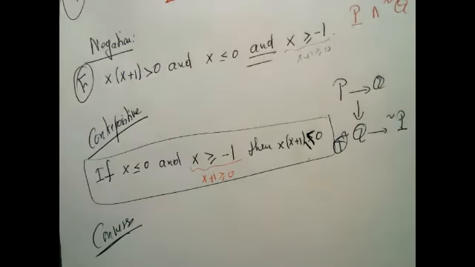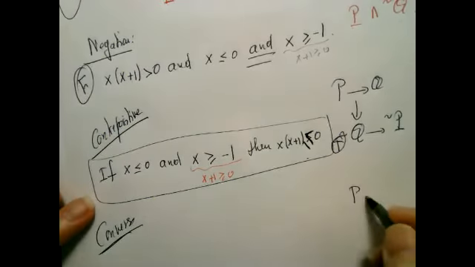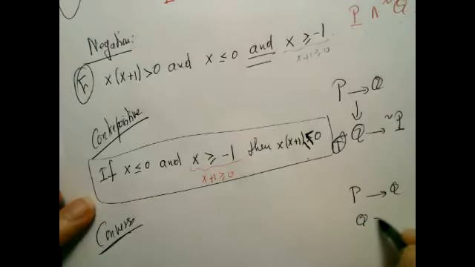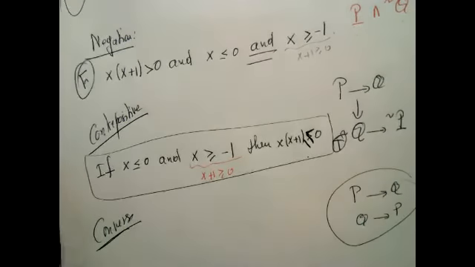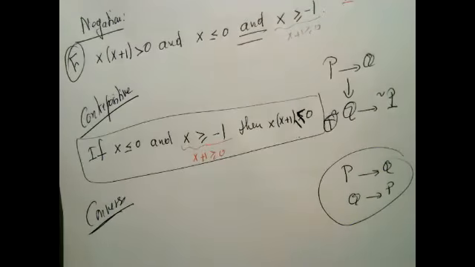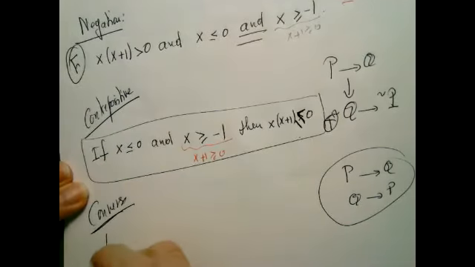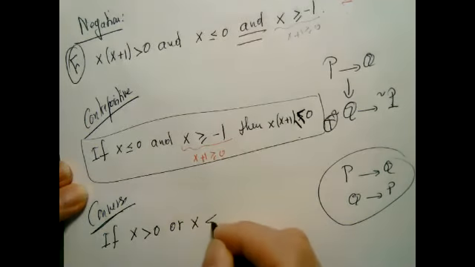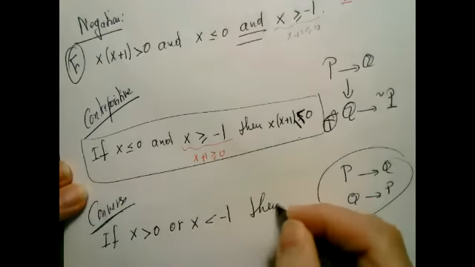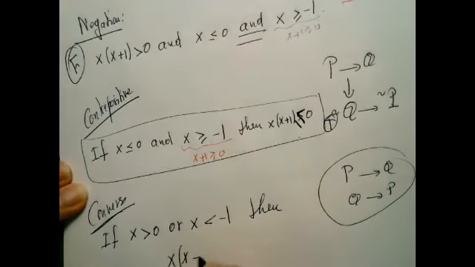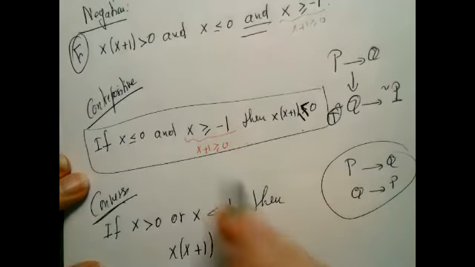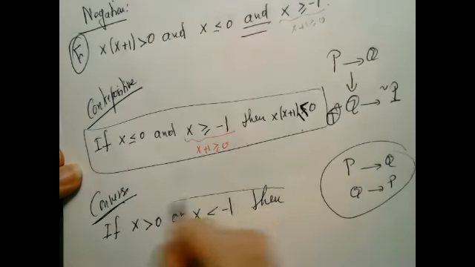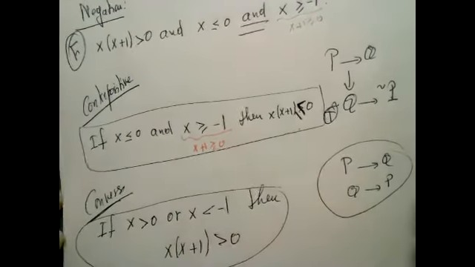Converse. So the converse is easy. The converse of if P then Q is if Q then P. So there is no negation; you just reverse everything. The converse may or may not be true. I'm not really going to worry about that. So it reads, if all X are less than minus 1, then X times X plus 1 is positive. And that would be my converse, all right?